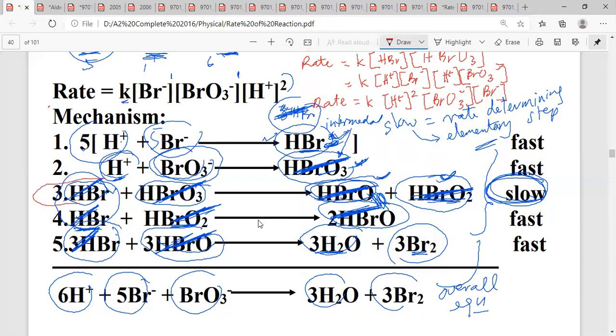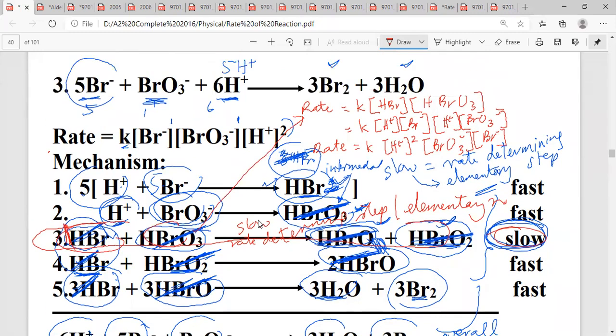Now, this step, they say it's a slow step. Slow, that means it's called the rate determining step, or they call it the elementary reaction here. So involve these two. So that means I can write here the rate equals to, here's power 1. So you can see here power 1, HBr power 1.